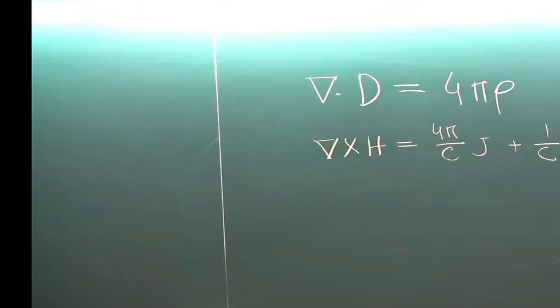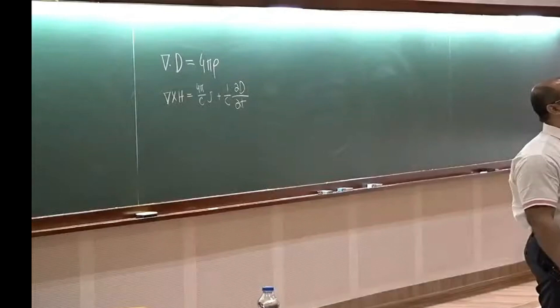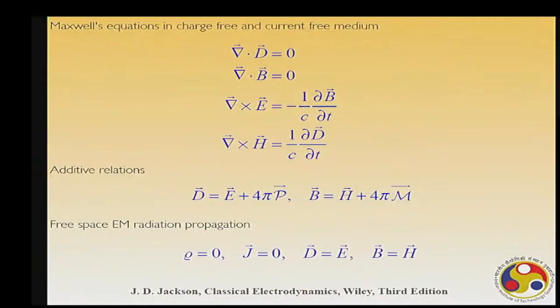Then from the material equations, as you know, D, the electric displacement, can be related to the induced polarization: D is E plus 4 pi P. And B, the magnetic field induction, can be related to the magnetic field H plus 4 pi M. So M is the magnetization and P is the polarization, if you have a medium which can show magnetic susceptibility and electric susceptibility. In free space, these two are absent. Therefore, you can consider D is equal to E and B is equal to H.